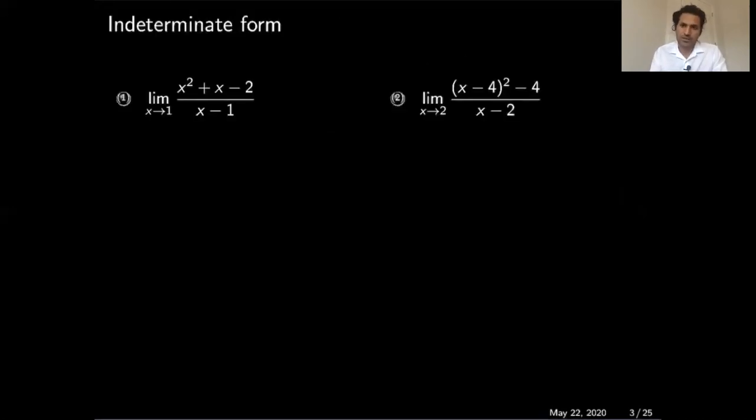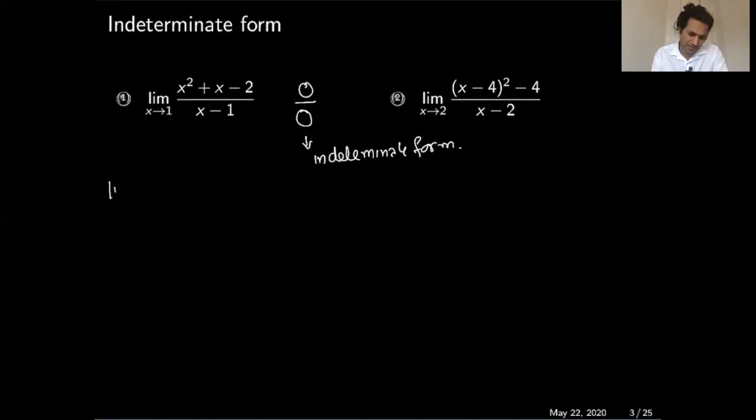So for example, in these two examples, if we try the direct plug-in method, it will not work. Suppose I plug x equal to 1: in the top, I will get 0, and in the bottom, I will get 0, a 0 over 0 form. So this is an indeterminate form, and this tells us that we need further simplification of this function before we do the direct substitution.